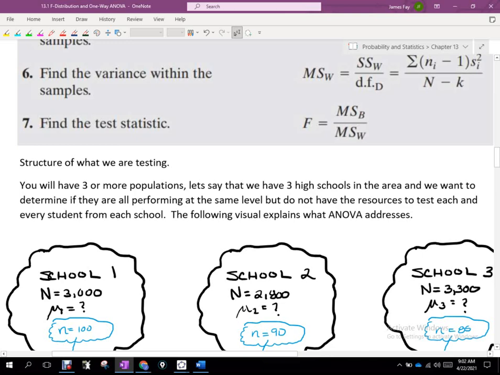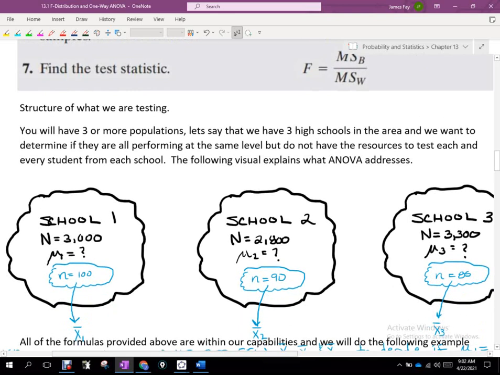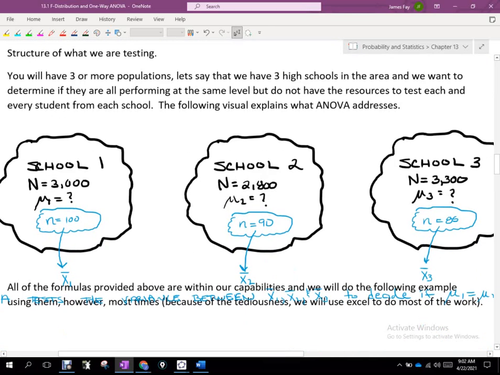So let's say that we've got these 3 large schools in the county, okay? And we want to see, are they performing the same, or is one of them different? Let's say school 1 has a size of 3,000 students. School 2 has a size of 2,800 students, and school 3 has a size of 3,300 students. And we have no way of testing, what is that, about 9,000 students. We have no way of testing all of them, and collecting the data and then analyzing the data.